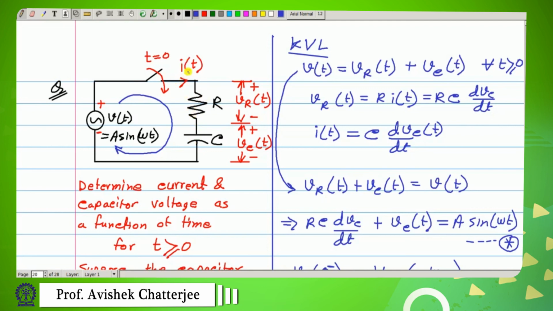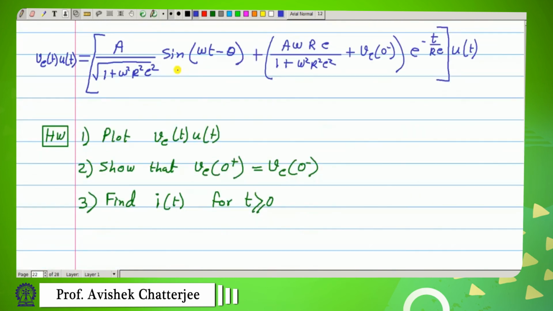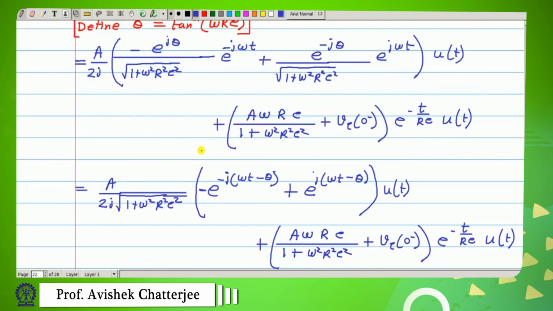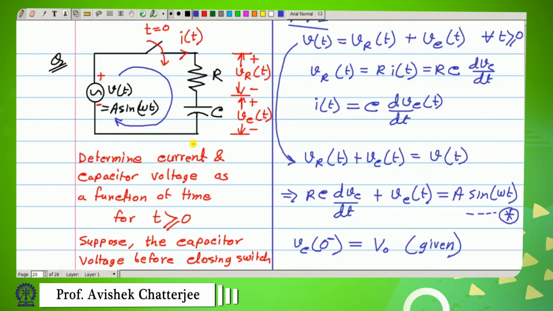Next, you also have to find this current as a function of time for time greater than or equal to 0, and that is your third homework. Okay, that is this. Now let me finish this with an interesting observation.